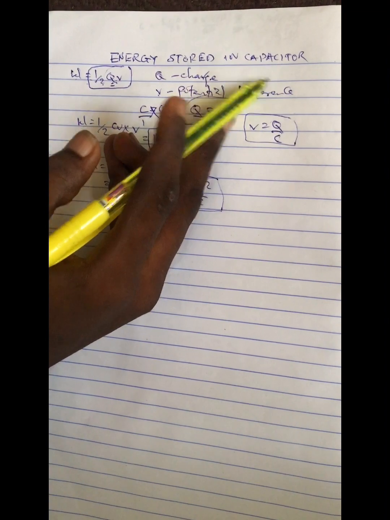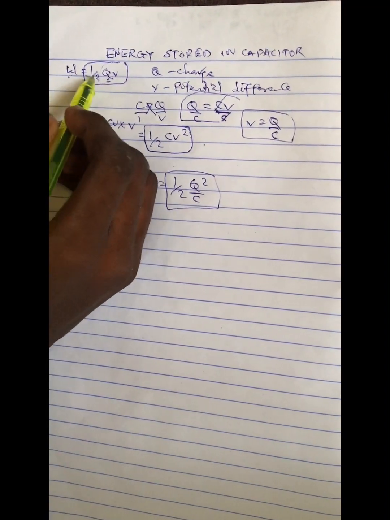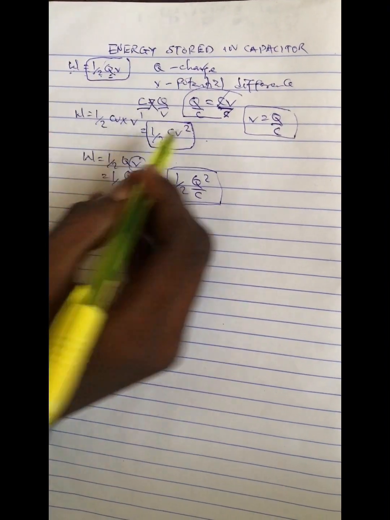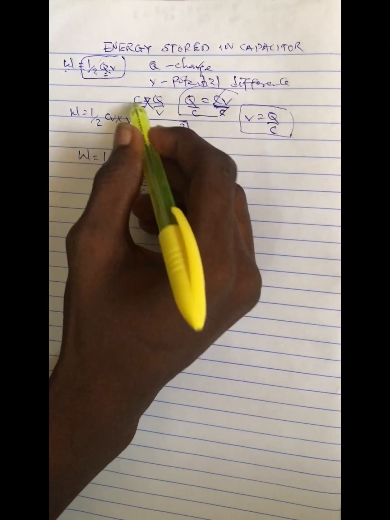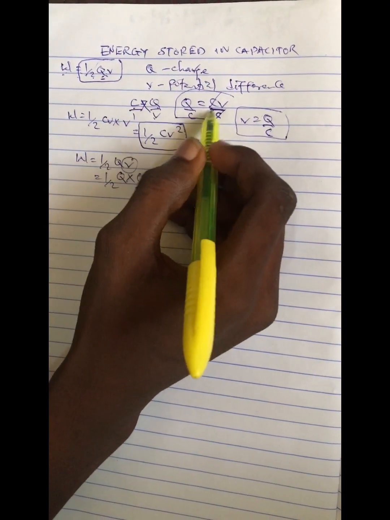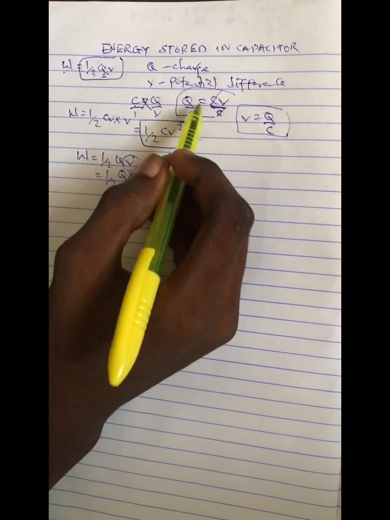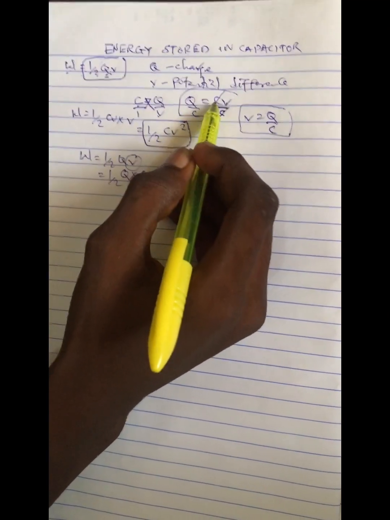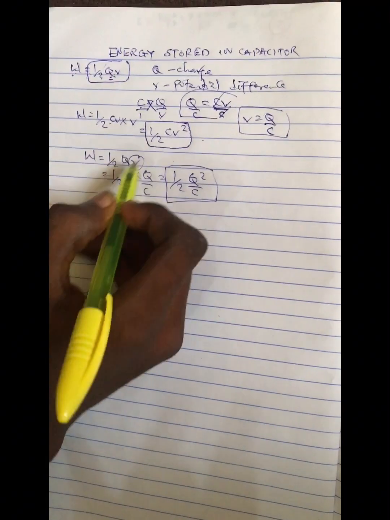The energy stored in a capacitor is also W, or energy, is equal to 1 over 2 QV. And we all know that C is equal to Q over V. You cross multiply, Q is equal to CV, right? Then whenever you see your Q, represent it with CV. So that is where I get my CV squared.